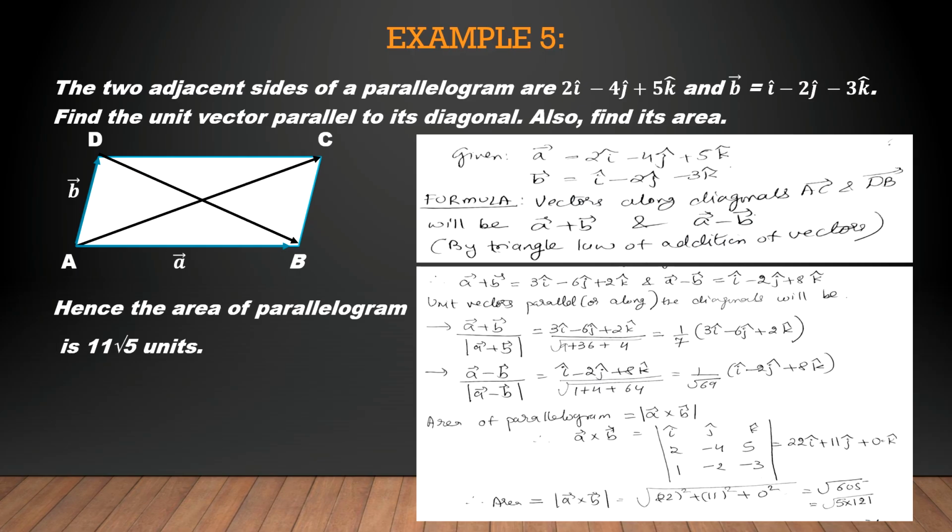Now the area of the parallelogram is given by the magnitude of the cross product. First of all, just put the components and solve the determinant. When you solve the determinant, you will be getting A cross B as 22 i cap plus 11 j cap plus 0 k cap. And what will be its magnitude? Square root of 22 square plus 11 square plus 0 square, or root of 605, which is root of 5 into 121. The square root of 121 is 11. Hence, the area of the parallelogram is 11 root 5 square units.